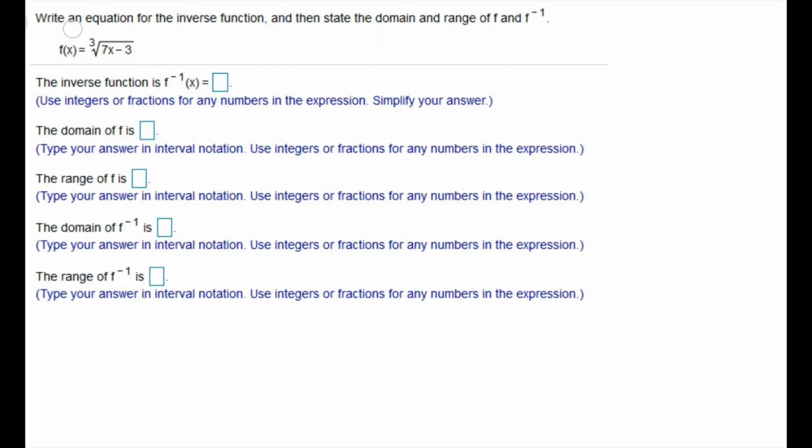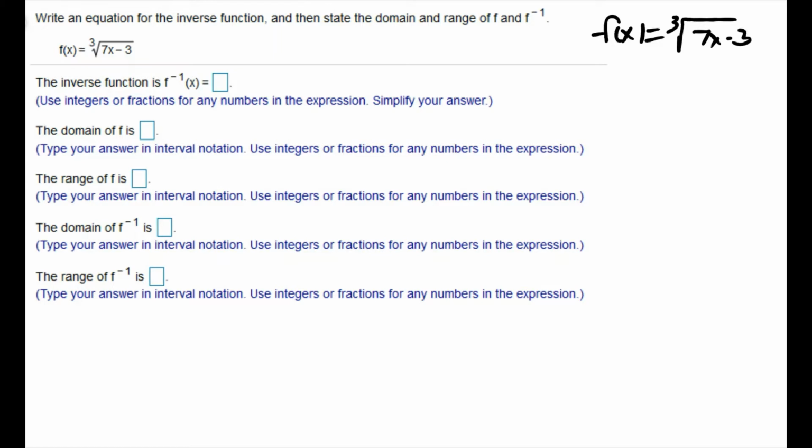This example says, write an equation for the inverse function and then state the domain and range of f and f inverse. Our function is f of x equals cube root of 7x minus 3. There's a three-step process we can go through for finding the inverse of a function. So let me write f of x equals cube root of 7x minus 3.